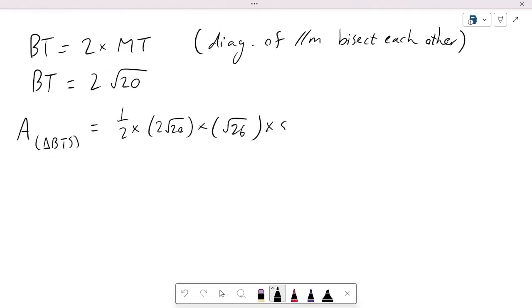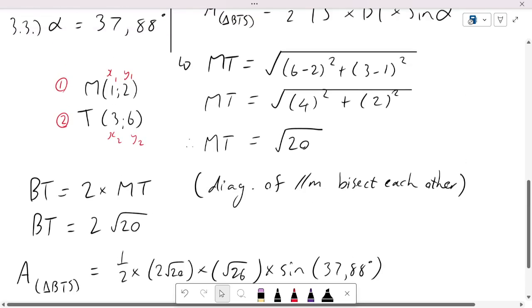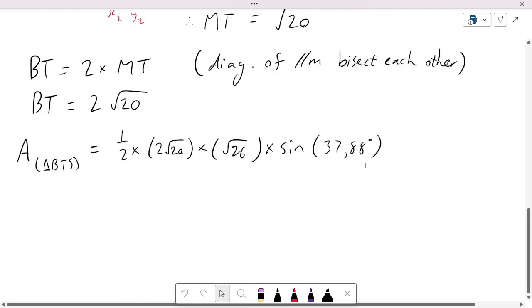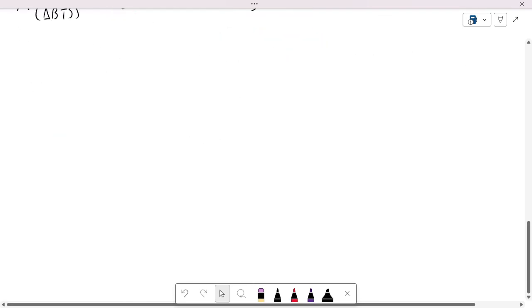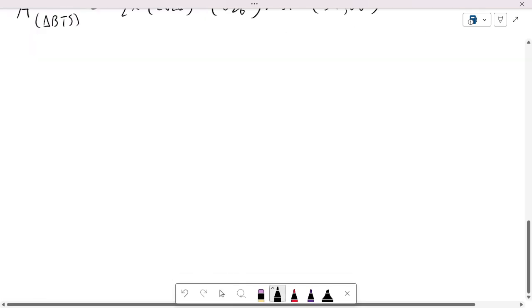Alpha is just equal to 37,88 degrees. Just quickly verify here, 37,88 degrees. And if we put that all into our calculator, we get the following answer over here.